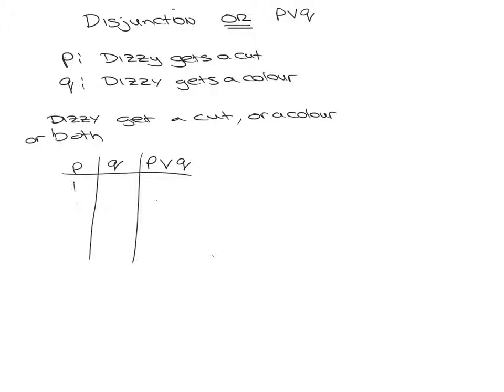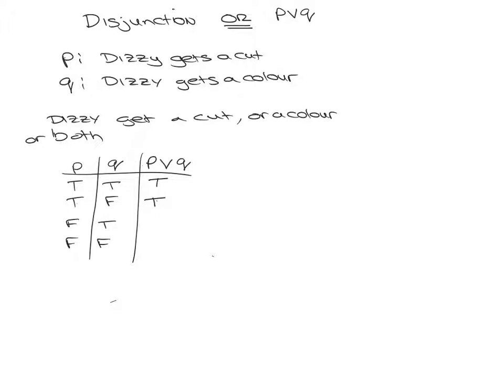So again, P could be true, looking at all the combinations, and Q's true. Or if P is true, Q could be false. However, if P is false, Q could be true, or Q could be false, and that covers all the possible combinations. Now with a disjunction, P has to be true, or Q has to be true, or in this case, both could be true. So in the first line, P is true and Q is true, therefore the disjunction is true. In the second line, because P is true, the disjunction is true.